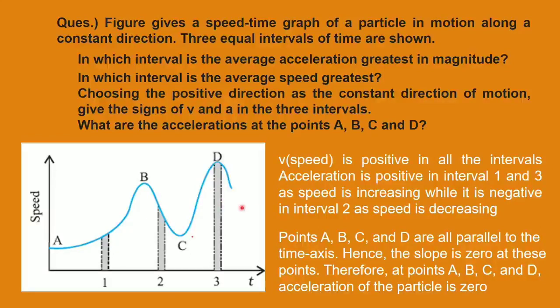The slope of the speed-time graph gives you acceleration, and at all these 4 points A, B, C and D it is coming parallel to the time axis. Like we have discussed, the slope is given by the derivative at a point. So at the maxima and at the minima the slope is 0, meaning the derivative is 0, or I can say the acceleration is 0. So keep this in your mind, how to see the slope, that is the theta angle.